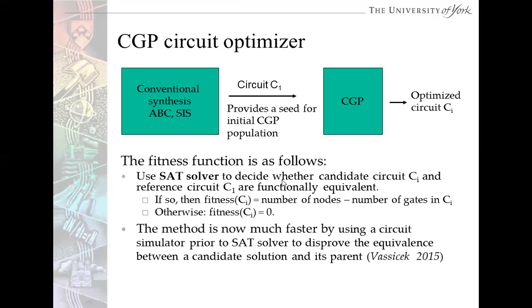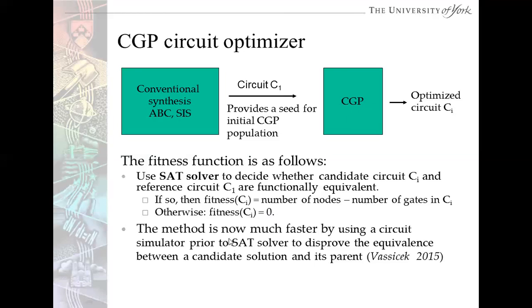You use the SAT solver to decide whether the candidate circuit, the evolved one, and the reference circuit are functionally equivalent, as I've mentioned. If they are functionally equivalent, you say the fitness of the candidate circuit is the number of nodes minus the number of gates in the reference circuit. So you're trying to minimize the number of gates. The smaller the number of gates, the larger the fitness. If they're not functionally equivalent, then you just give a fitness of 0 to that circuit.